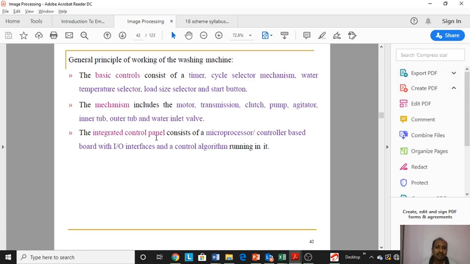The integrated control panel consists of a microprocessor or microcontroller based board with input output interfaces and a control algorithm running in it. So all these things will be controlled by a control panel, which is something like a microprocessor and microcontroller based board, right? Which will be connected to all kinds of input output interfaces which are required in the washing machine.